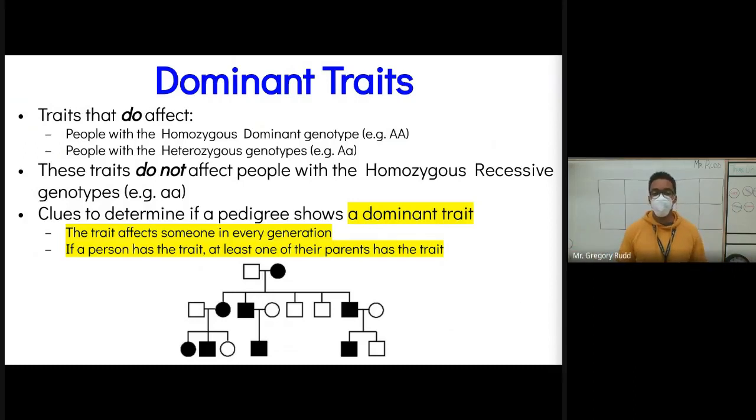They are not affected. So what color or how will they appear in a pedigree if they don't have it? They'll be unshaded. Good. So with these dominant traits, unshaded individuals must be homozygous recessive. If they are unshaded, they must be homozygous recessive. Keep that in mind.